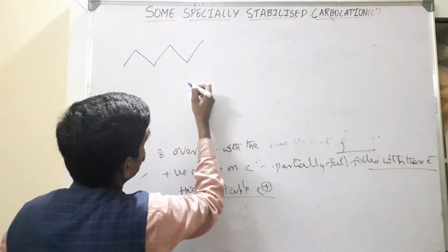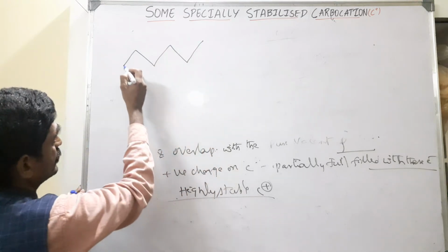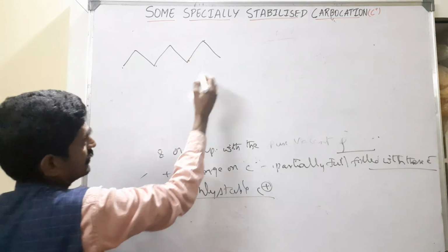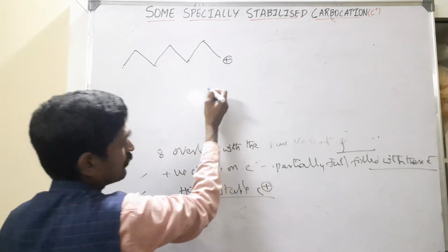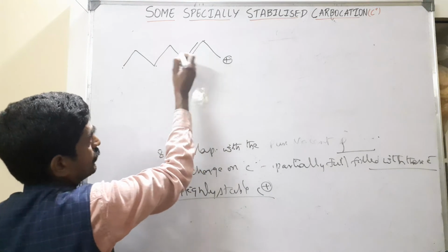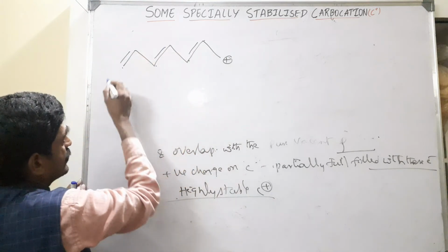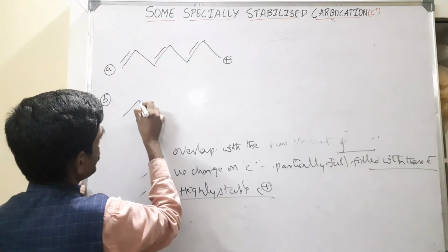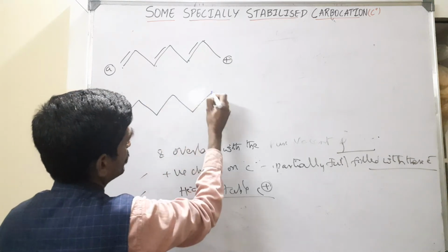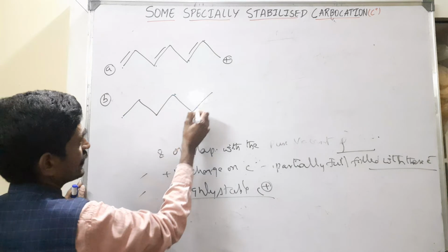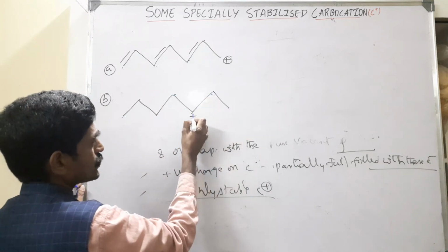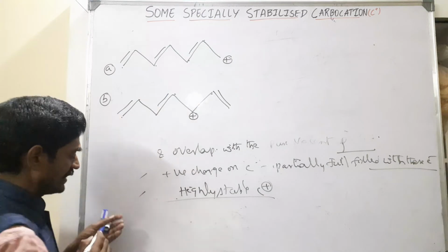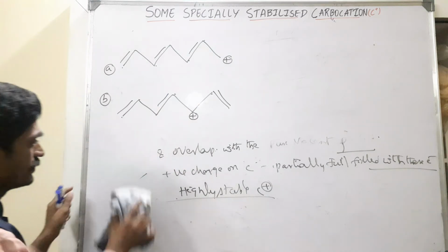Here, in this case, there are 1, 2, 3, 4, 5, 6, 7 carbons. This carbon is carrying the positive charge, and here a pi bond is there, a pi bond is there, a pi bond is there. Next one, you represent like this: 1, 2, 3, 4, 5, 6, 7. Here the positive charge is there, and here a pi bond, a double bond, is there. Next one.